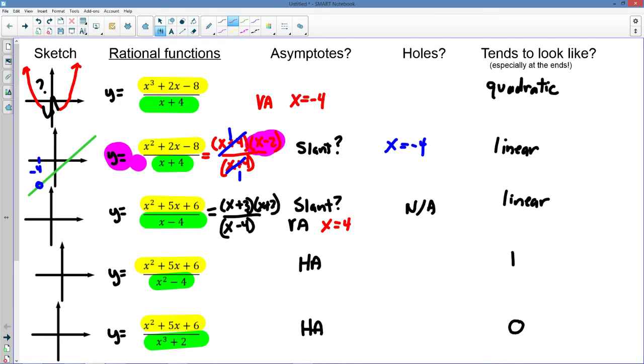Okay, so at x equals 4, I'm putting a dotted line, meaning as I approach this line from either side, I'm going to hit infinity, right, or negative infinity. And we could test that by plugging points in. I'm really not going to spend a lot of time today doing that. You could plug some points in.